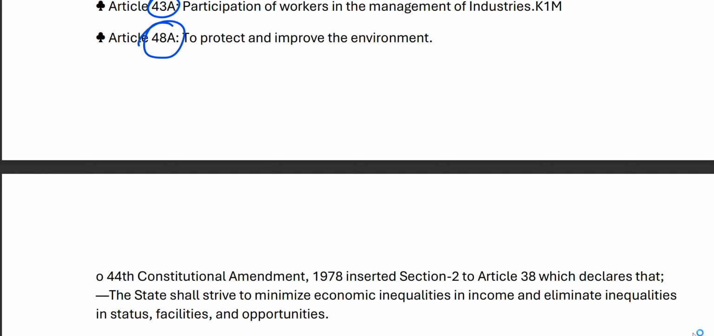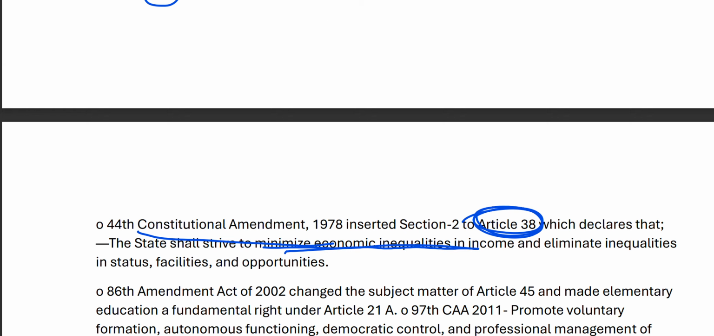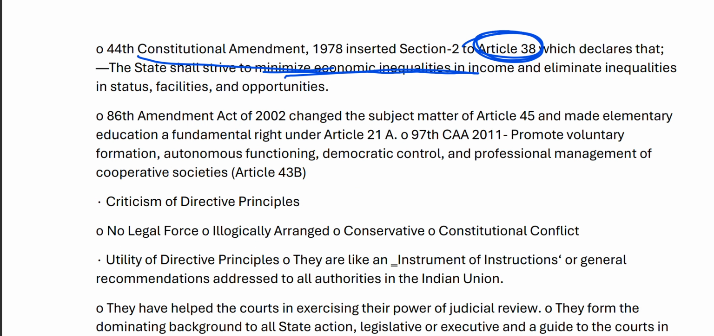Now, the 44th Constitutional Amendment Act is the one which inserted the second part. The state shall strive to minimize the economic inequalities in income and eliminate inequalities in status, facilities and opportunities. The 86th Constitutional Amendment Act changed the subject matter and made it compulsory, like the 21st. Now we have the 97th Constitutional Amendment Act of 2011, which is related to the cooperatives.